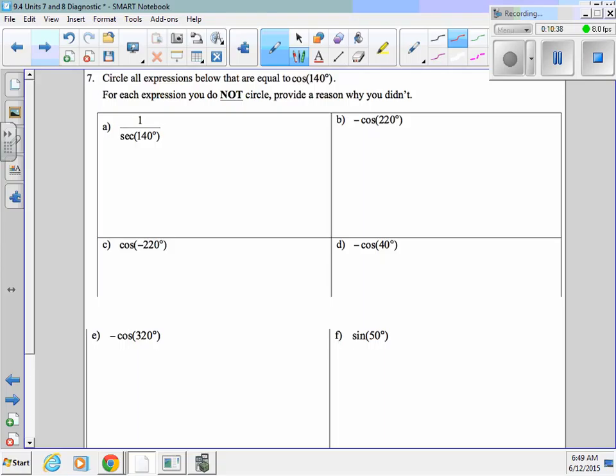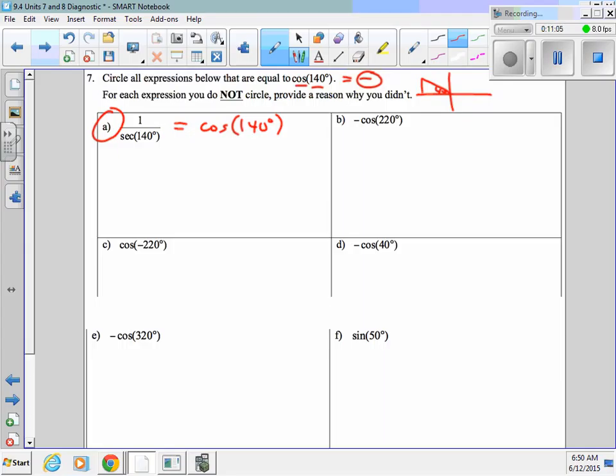All right, so 1 over secant of 140, well, that is cosine of 140 by definition. Cosine and secant are reciprocals. Done. Negative cosine of 220. Well, cosine of 140 is a negative value because we are in the second quadrant. And by the way, 140 has a reference angle of 40 in the second quadrant. You can do that by 180 minus 140 to give you 40.